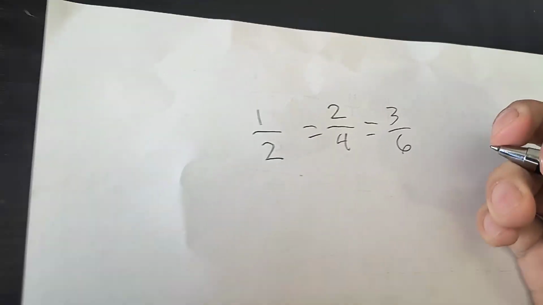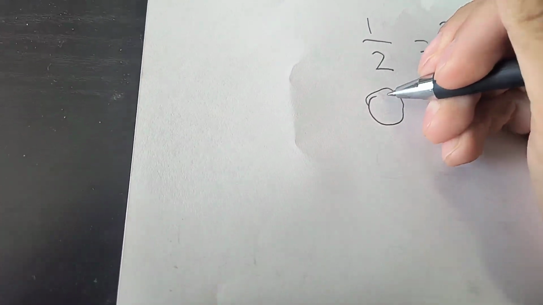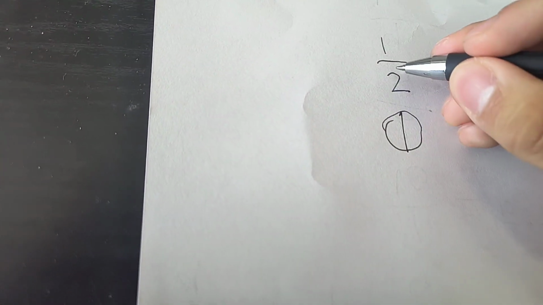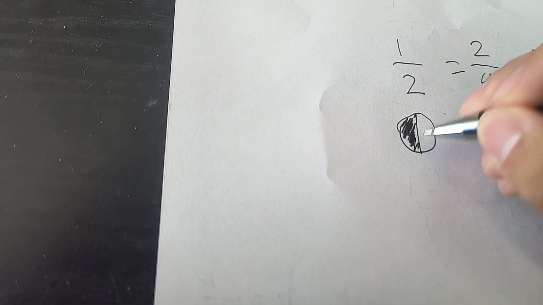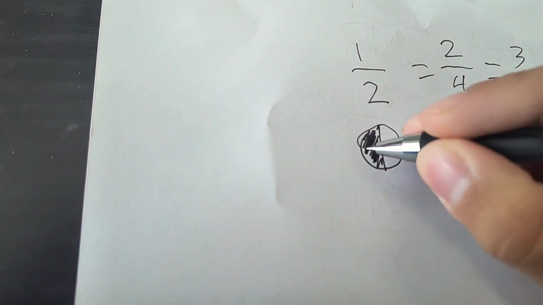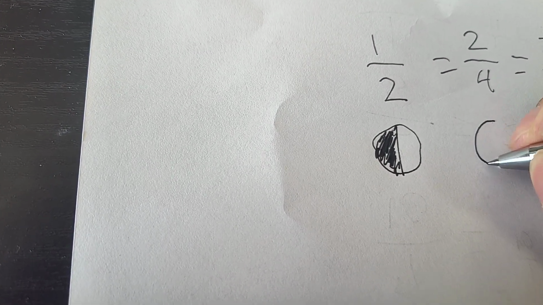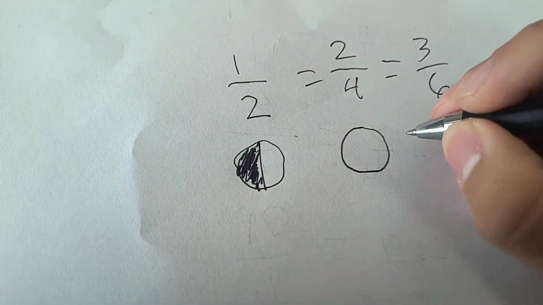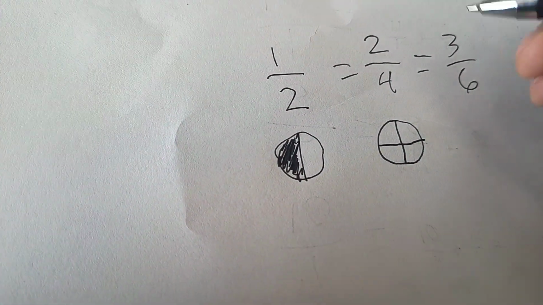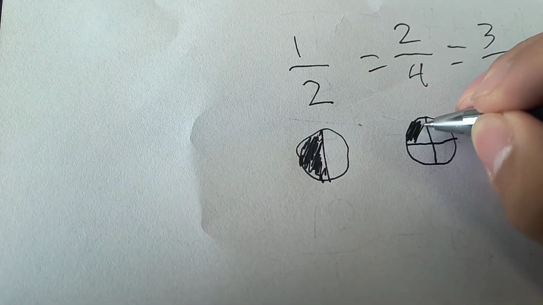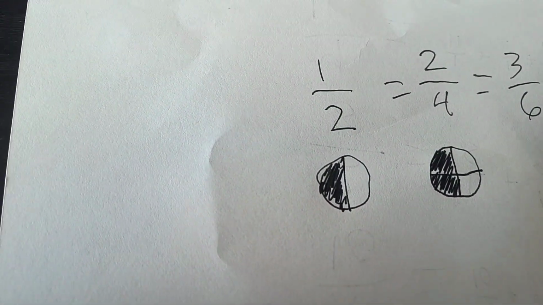What do I mean by that? Well, if I were to draw a circle representing this one, and I were to draw half, 2 pieces of the group, and I were to color in 1, I would have colored in 1 out of 2 halves of a circle. Okay? If I had another circle, and I were to split that into 4 pieces, 1, 2, 3, 4, and then I were to color in 2 out of the 4 pieces, I would have colored in half of the circle.